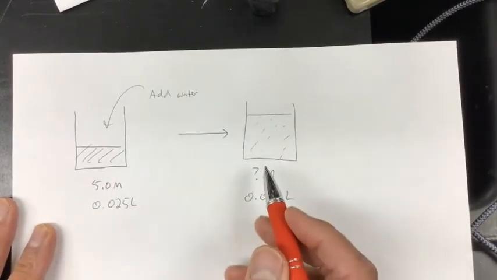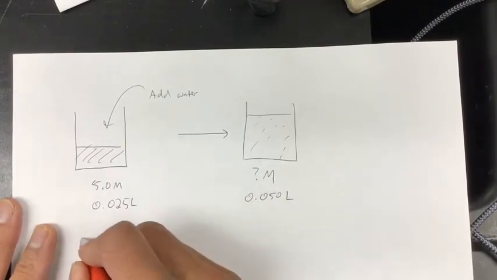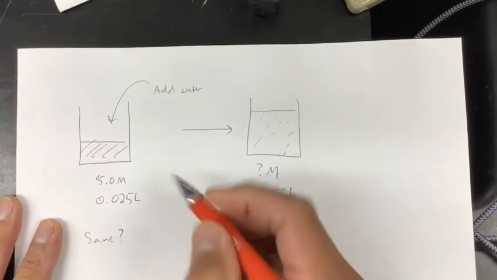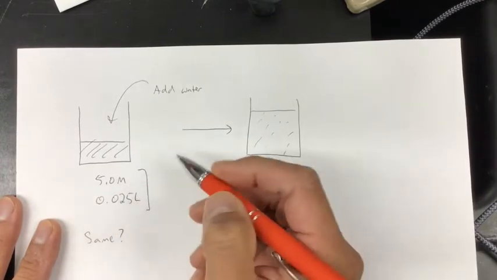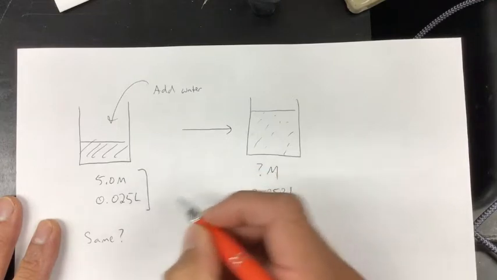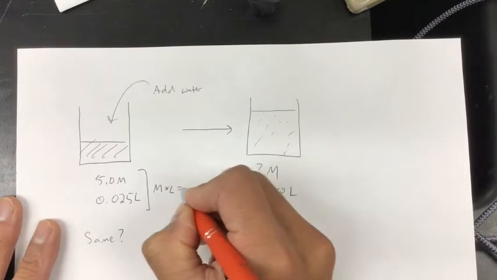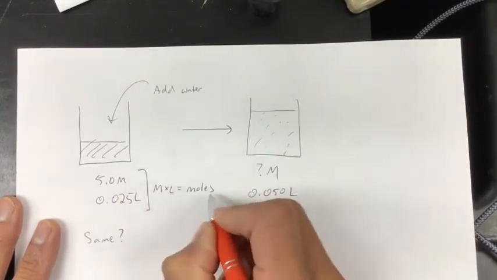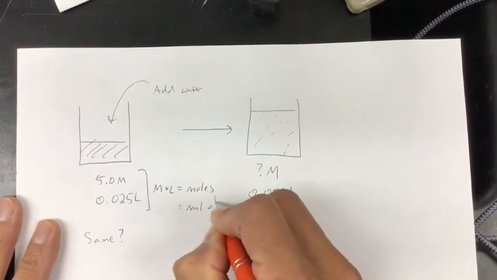Well, one of the things when we look at dilution is what's the same and what's different. Same, question mark. If I know molarity and liters, well, we know from the molarity equation that molarity times liters equals moles. Okay, so molarity times liters equals moles. So I know the moles of blue stuff.